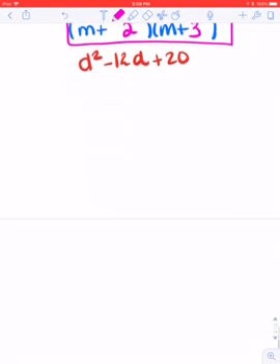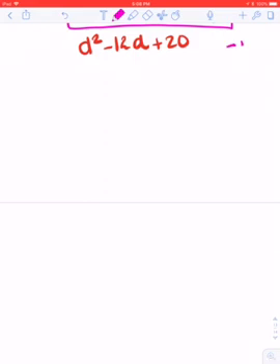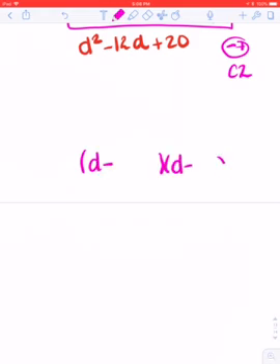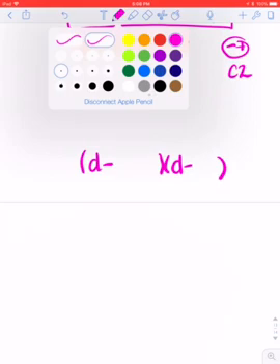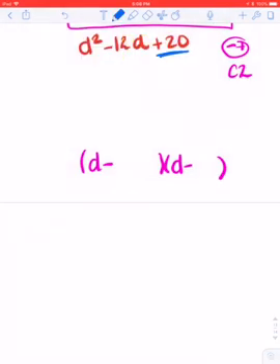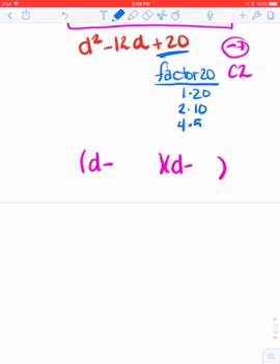Okay, last one. If it's a minus plus, that means that it's case 2. If it's case 2, they're both subtraction on the end. Going to factor this number. So 1 and 20, 2 and 10, and 4 and 5.